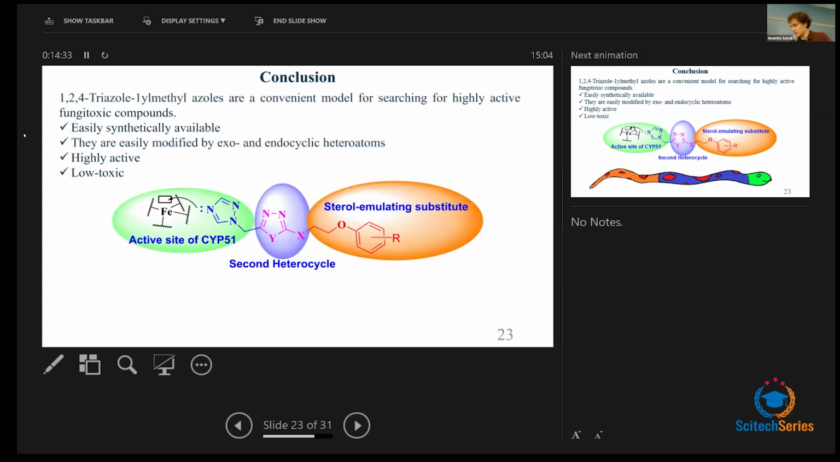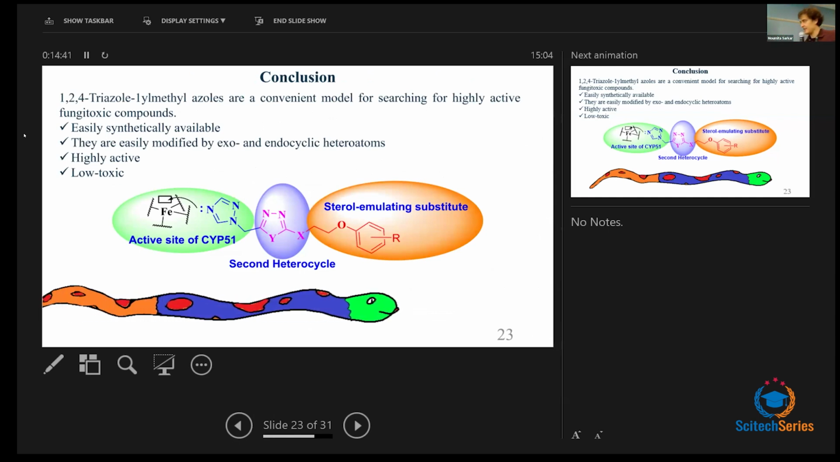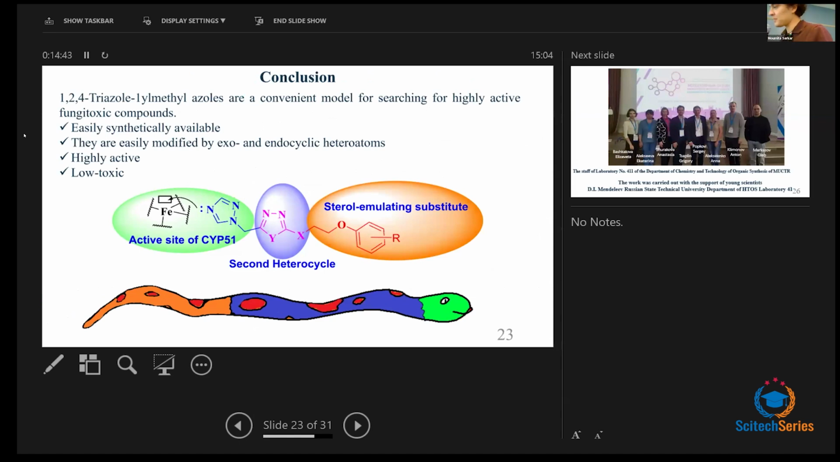A conclusion. I want to say that this linear model is working. We don't have to create branches. We can work with big effective snakes.